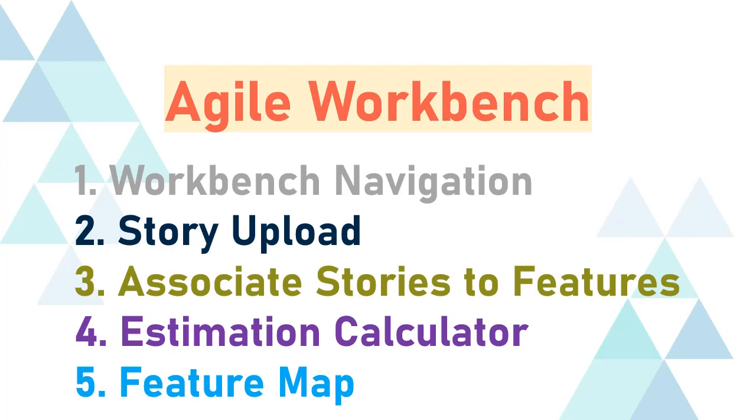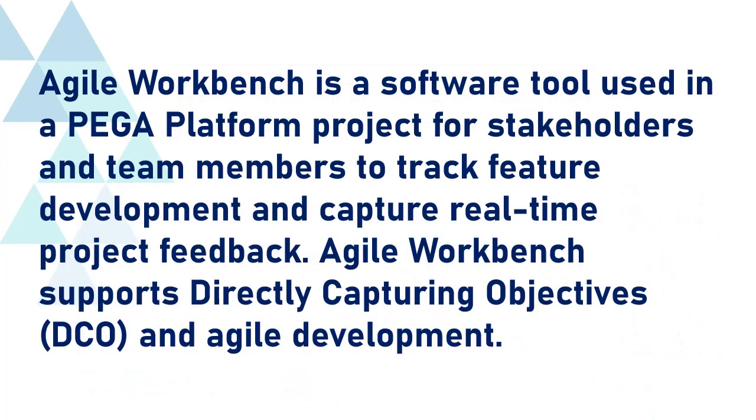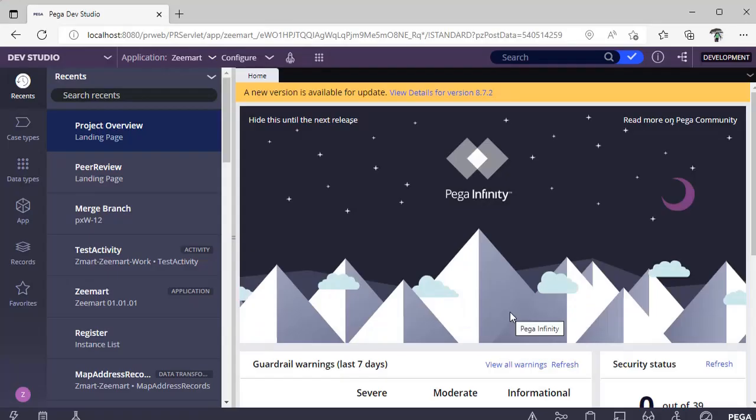Today we are going to discuss Agile Workbench, which is available in Pega App Studio. Have a look at the definition of Agile Workbench, which is very useful for us for the next video. As we know, there are different delivery models. One is Scrum and another is Waterfall. Scrum is nothing but Agile.